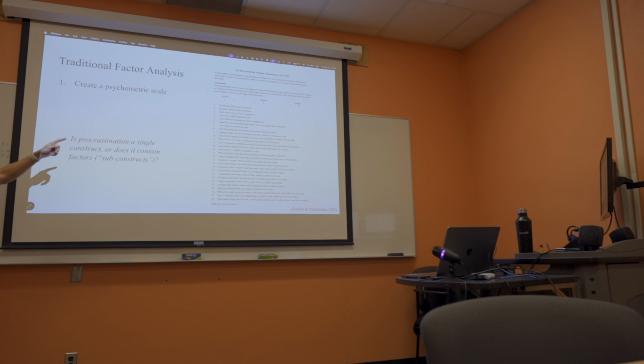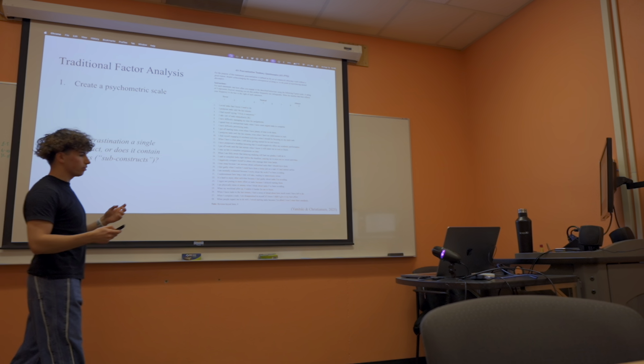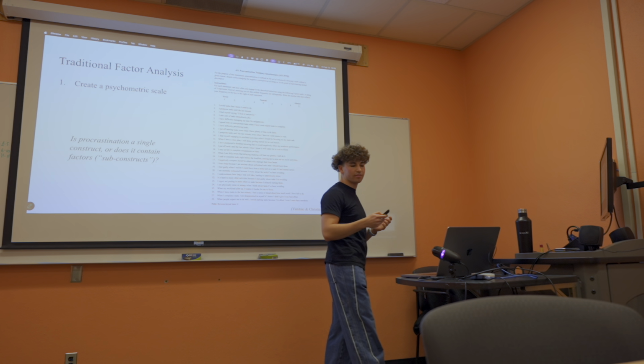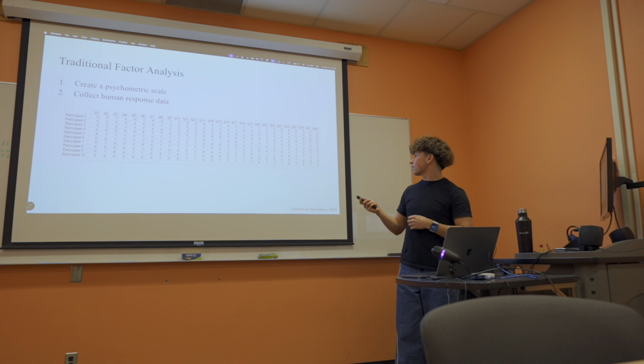And so you get human response data, so you give a bunch of people the scale, and they respond to it. In this case, it was 1 to 9 for each item. And you identify with factor analysis whether groups of items correlate with each other. So factors are clusters of correlations. I'll show this example later.